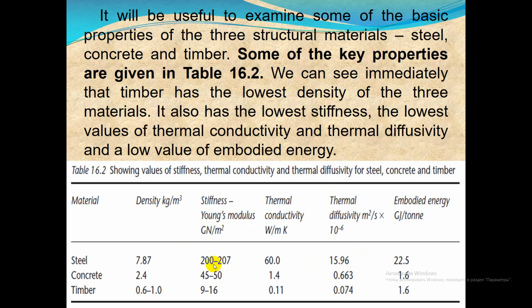We can see immediately that timber has the lowest density of the three materials. It also has the lowest stiffness, the lowest value of thermal conductivity and thermal diffusivity, and a low value of embodied energy.